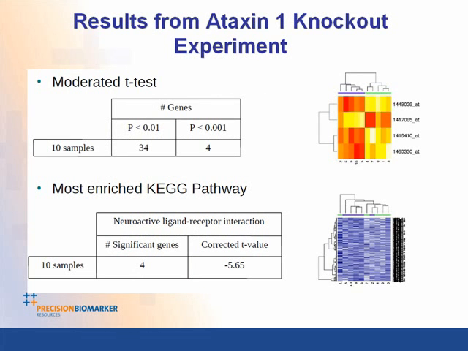Now, when we go through quality assessment and look at all 10 of these chips, and then perform a moderated t-test to look for differentially expressed genes, at a p-value level of 0.01, there's only 34 genes that we find differentially expressed. When this is further corrected for a false discovery rate, and now we look at genes at 0.001, there are only 4 genes. Taking this on to a pathway analysis, based on these 4 genes, a neuroactive ligand receptor interaction pathway was identified in KEGG with a corrected T value of 5.65.